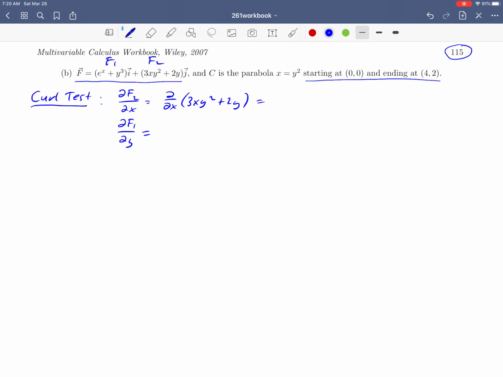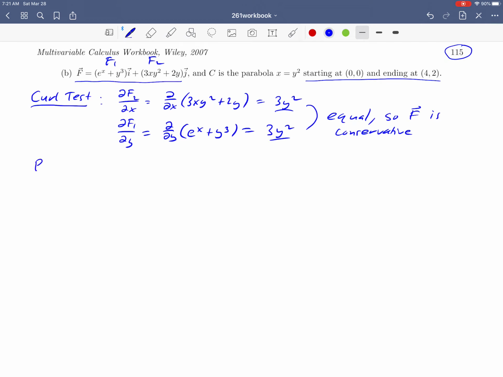Okay, so starting with f2, 3xy squared plus 2y. We need to take that derivative with respect to x. If we do that, the derivative of x is 1, and we're going to be left with a 3y squared. And the derivative of 2y is just going to go away. Down below, the derivative with respect to y of f1. This time, we're treating x as a constant, so the e to the x is going to disappear, and the derivative of y cubed is 3y squared. And notice, we get two things that are equal, and that confirms that F is conservative. So that just confirms that we really can use the fundamental theorem of line integrals on this problem.